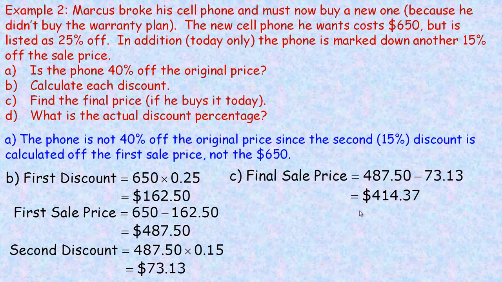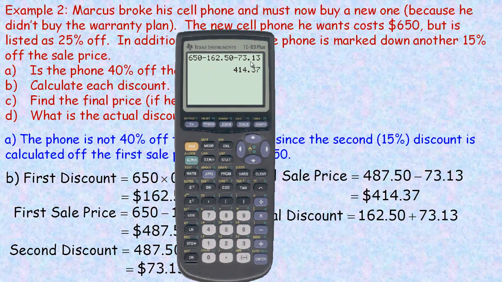So that's how much you'll be paying if he buys it today. Now, D asks, what is the actual discount percentage? What actual percentage? If it isn't 40, what is it? So what we need to figure out is the total discount. When I did this calculation a minute ago, what do those two numbers add up to?